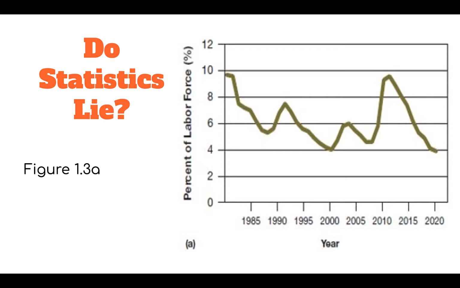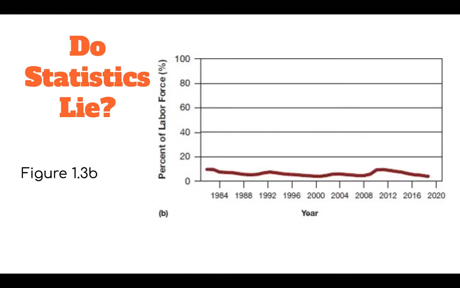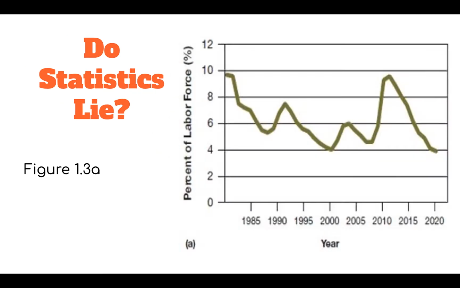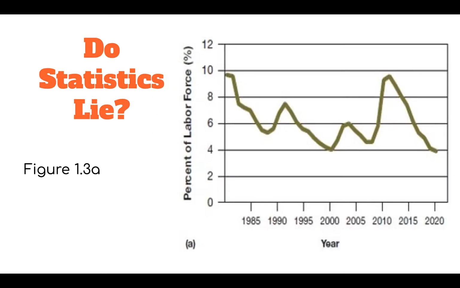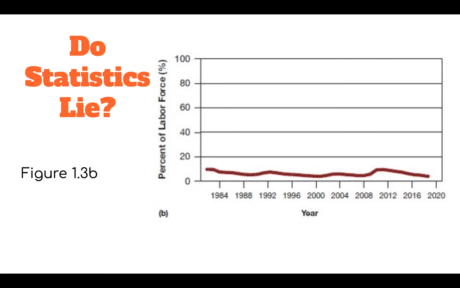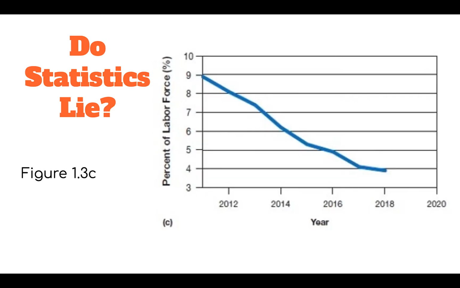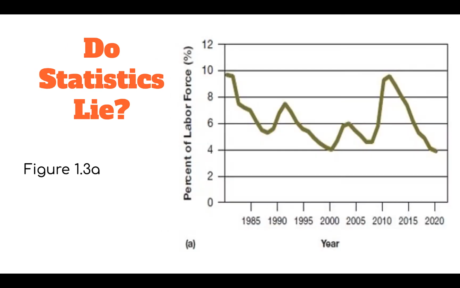Now, if you look at this graph, B, you see that the scale has flattened the line, giving us the impression that employment's pretty stable, right? Because look at the scale difference. If you go back to here, you see the scale is like 0, 2, 4, 6, 8, 10 by 2s. If you go to this scale, it's by 20s. It makes the variability of this particular graph look very smooth, right? And then this one only provides data from 2011 through 2018, giving the impression that the unemployment rate was sharply falling.